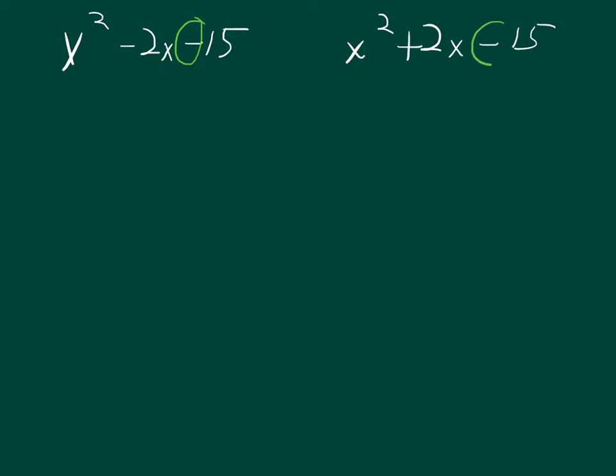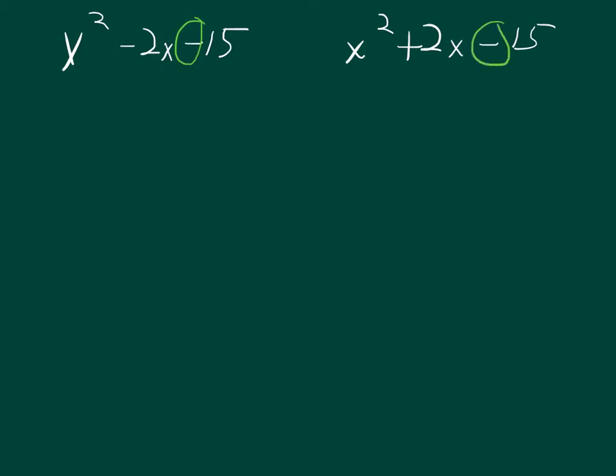Alright, our next video on factoring, we're going to look at two expressions at the same time. So we're going to look at x squared minus 2x minus 15 and x squared plus 2x minus 15. Now, you notice in both of these that the sign in the back is a negative.